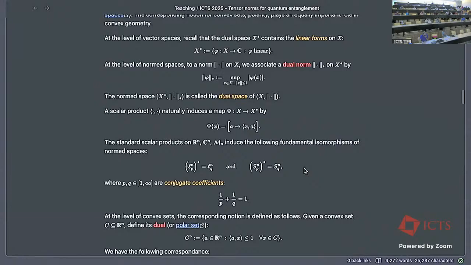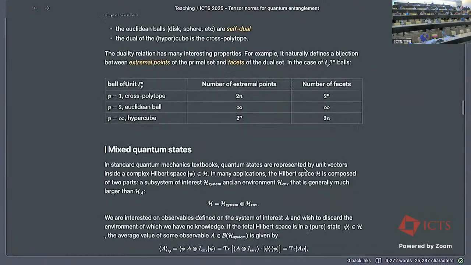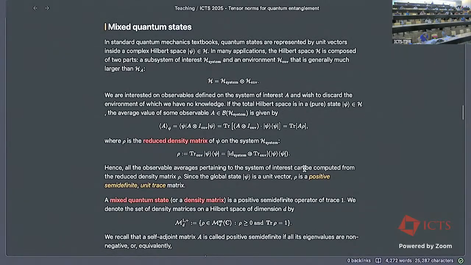Okay. If not, then let's move on. And these are things which you are familiar with. So, mixed quantum states.